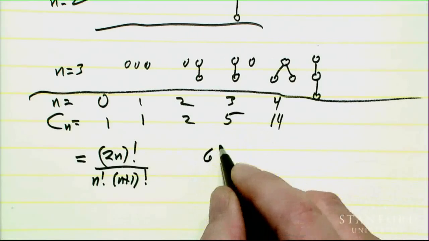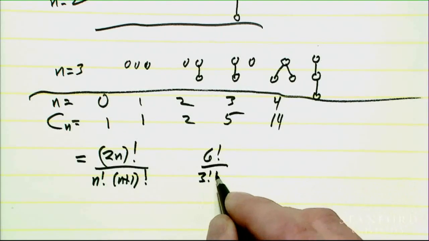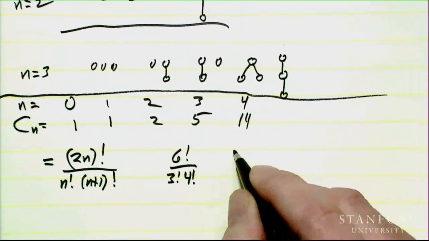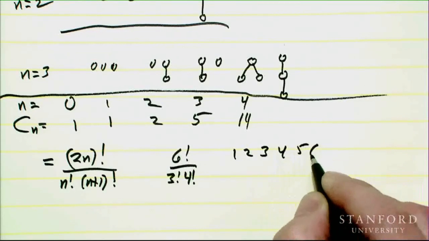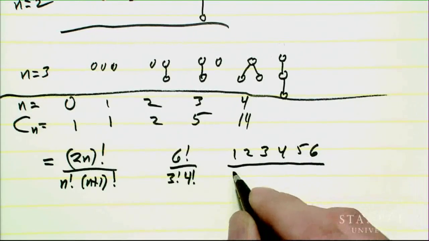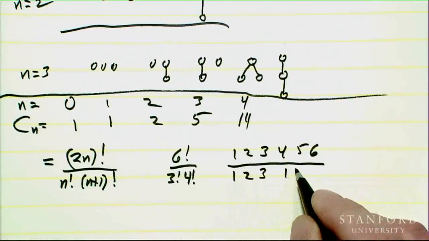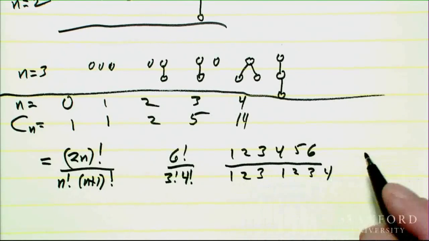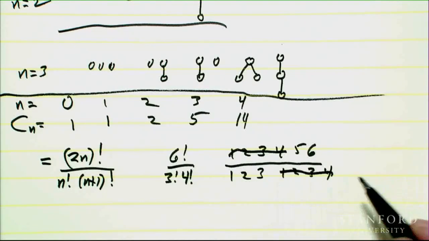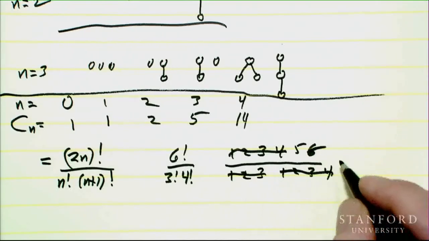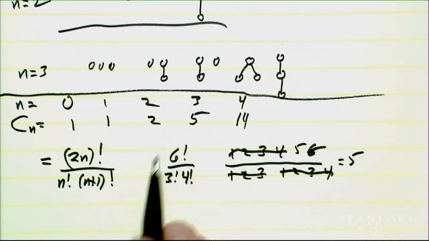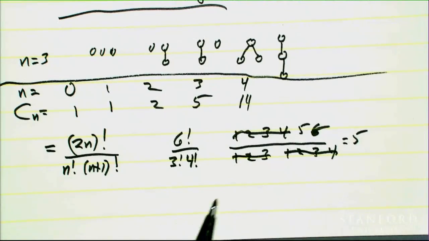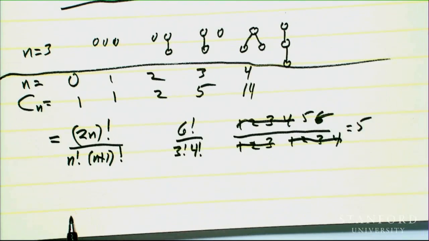That would mean 6 factorial over 3 factorial, 4 factorial. So that would be 1 times 2, 3, 4, 5, 6. And then we divide by 1, 2, 3, and then 1, 2, 3, 4. And so the 1, 2, 3, 4 cancel, and this 1, 2, 3 cancel with the 6, and so it comes out to be 5. That's the formula. Okay.